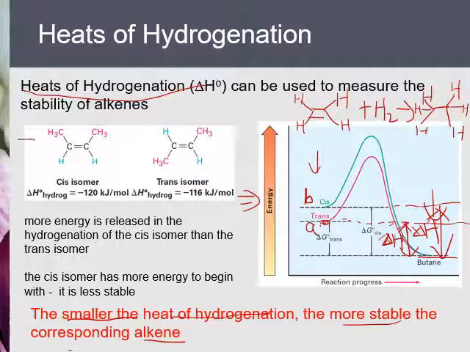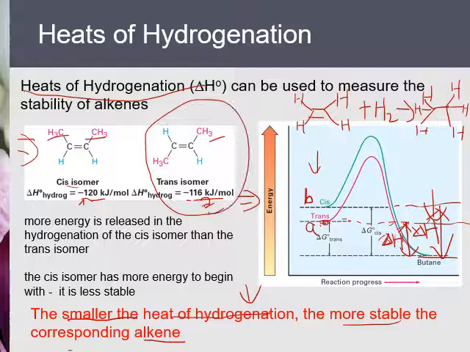Now let's compare these two molecules. The left side is cis-butene, and the right side is trans-butene. The experimenter showed the heat of hydrogenation for the first one is -120, and the second one is -116. Because the second one has a smaller heat of hydrogenation, according to this conclusion, the trans is more stable. This is attributed to the steric effect between these two methyl groups.